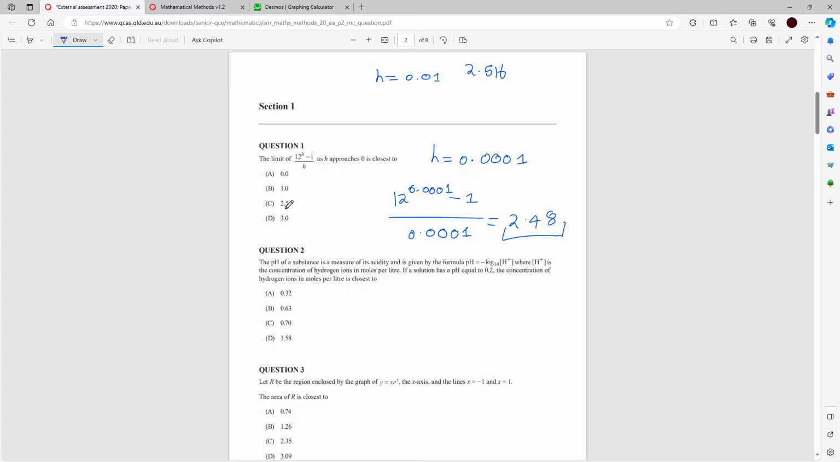It's none of the answers given here, but you've got to look at the wording of the question. It says closest to, so it's not going to be the exact number. It's the number that's closest. It's not closest to 3, it's closest to 2.5. So that's the answer to question 1. That's how you would go about it in the Math Methods syllabus. In other syllabuses you could probably use different calculus techniques, but in this syllabus you're not taught those. So this is how you would do it with the graphics calculator.